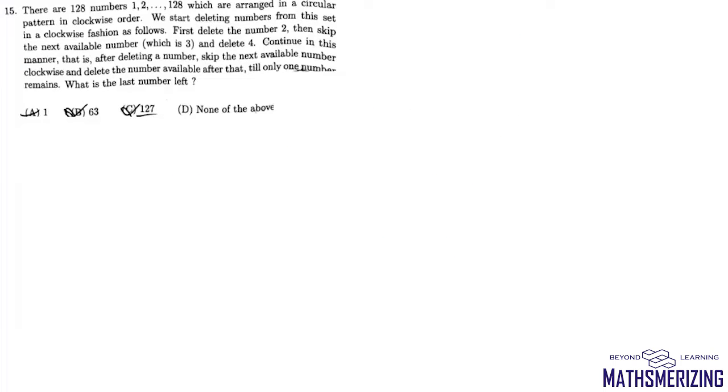Now question number 15 is, if there are 128 numbers which are arranged in a circular pattern in clockwise order, and we start deleting numbers from this set in the clockwise fashion as follows. First delete the number 2, then skip the next available number, and then delete 4. Continue in this manner till only one number remains. What is the last number left? Now here 128, it is of the form 2 to the power n. When the numbers are of the form 2 to the power n, then it is very simple to verify that the last number will be 1, and answer to this question should be A.